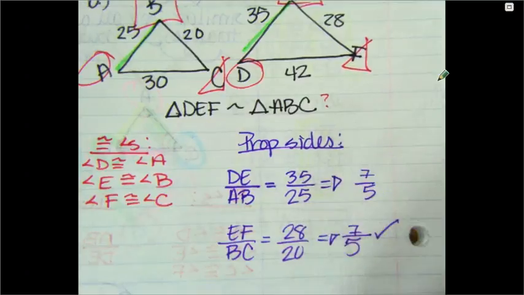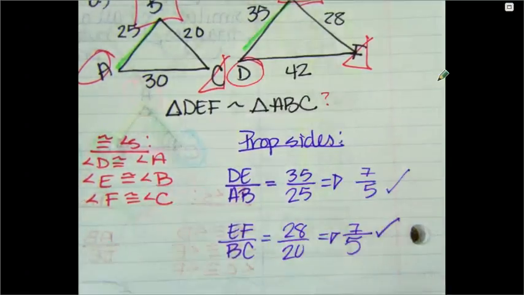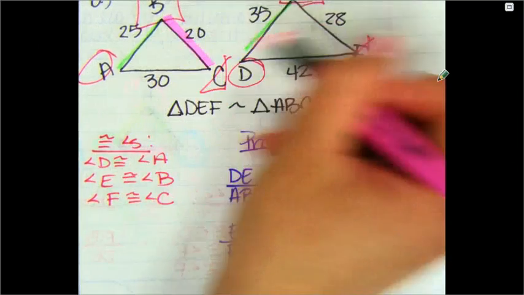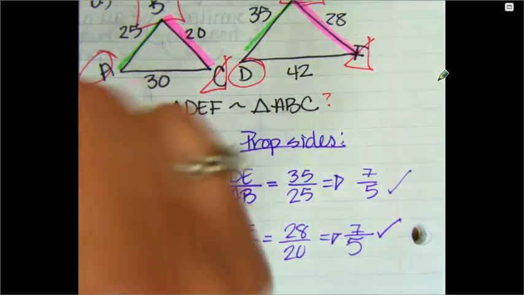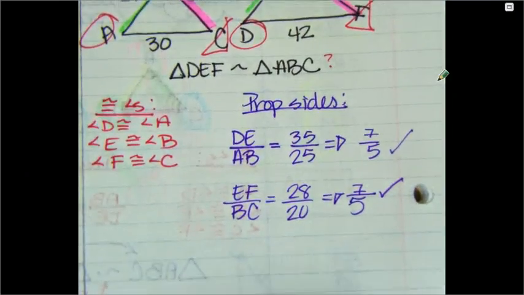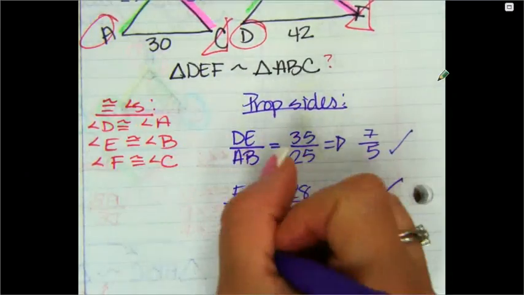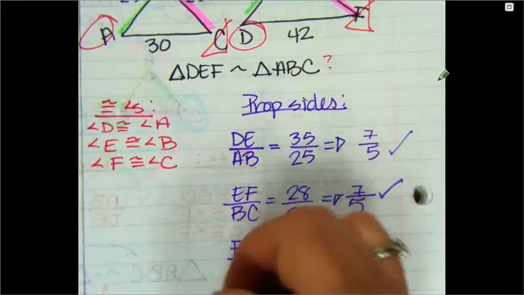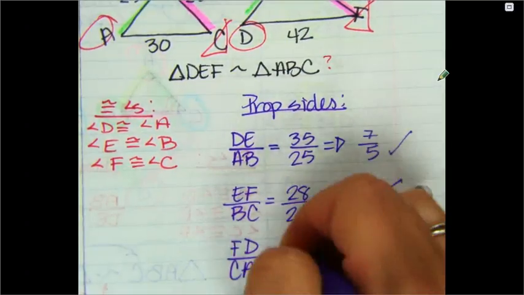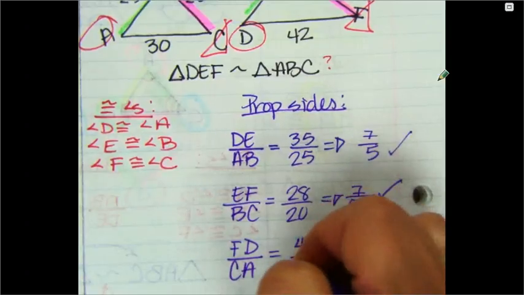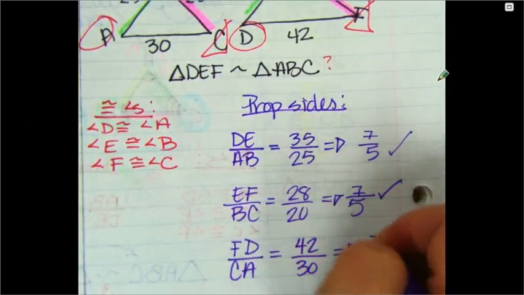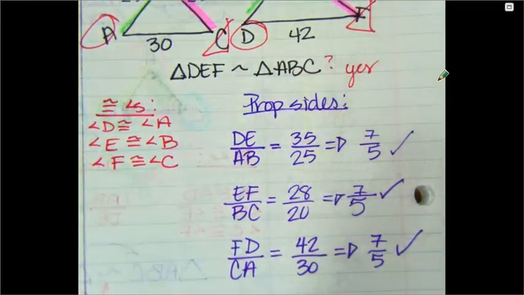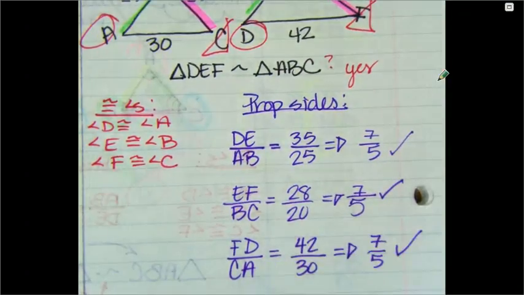Check. We're really hoping this works. We hope the next one also gives us 7 over 5. What's the next one? FD over CA, which is 42 over 30, which reduces to 7 over 5. Guess what? Are they similar? Yes, they are.